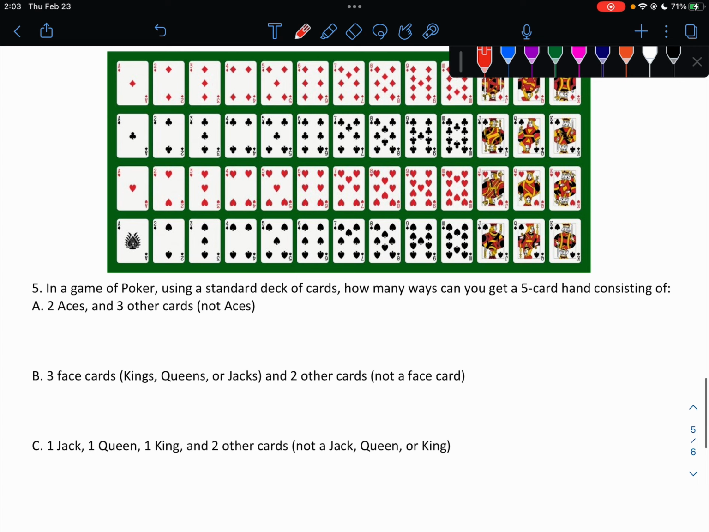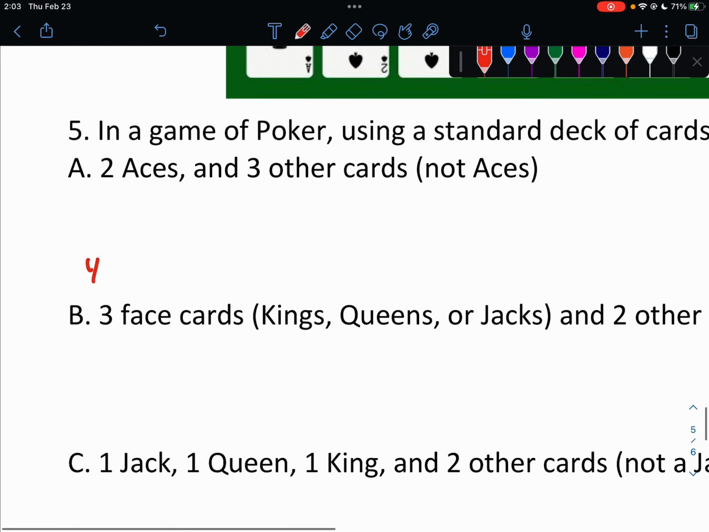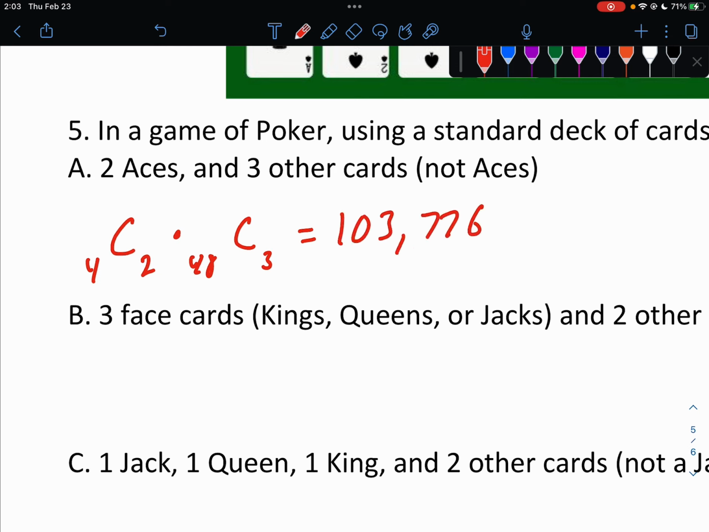All right, so the next one, we're talking about poker again, using a standard deck of cards. How many ways can you get a 5-card hand consisting of the following? 2 aces and 3 other cards, 3 non-aces. So for the 2 aces, there's only 4 of those. You can see there, 1, 2, 3, 4 aces. So we want 4 of those, and we're going to choose 2 of them. And let's multiply. If there's 52 cards and 4 aces, that means there's 48 non-aces. So 48, and we're going to choose 3 of them. Into the calculator we go. 103,776 ways.